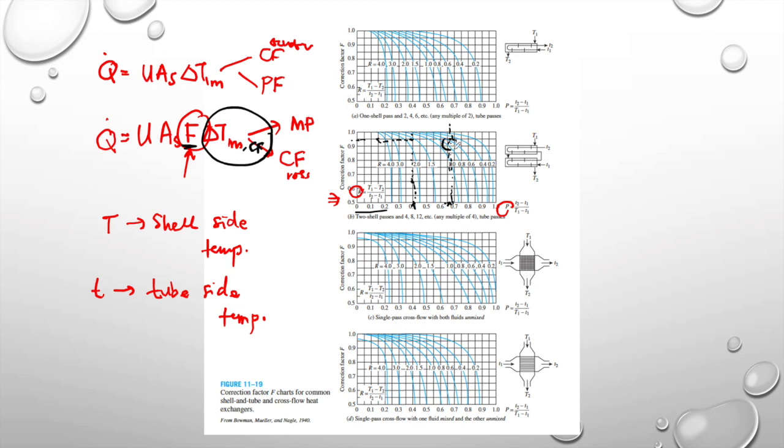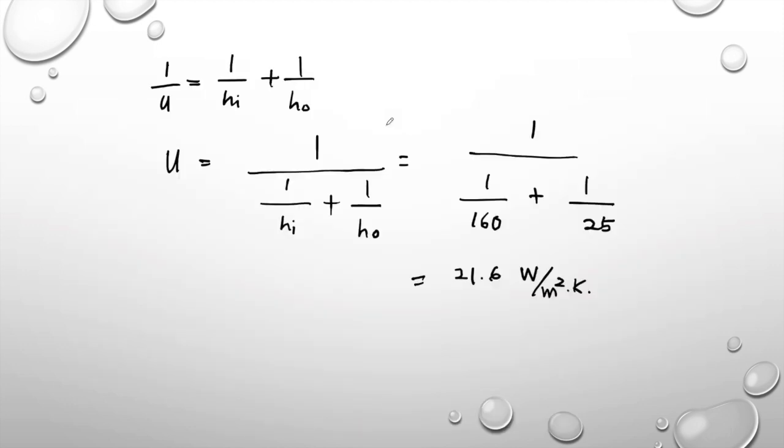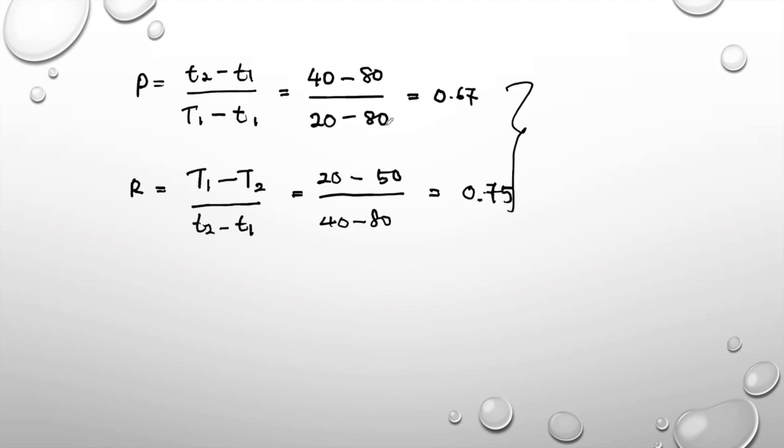So you have to interpolate here, or predict where the location of 0.75 is, and then make the point of intersection and track to this point. So you will get the correction factor. From here, the correction factor for this P and R value is 0.91.